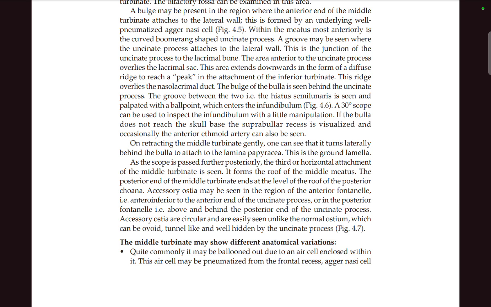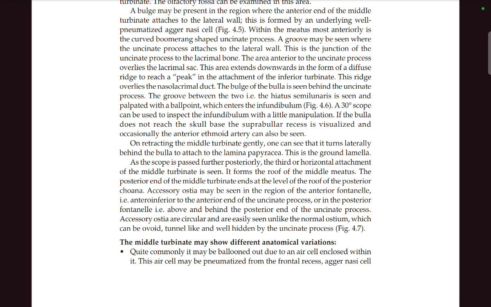On retracting the middle turbinate gently, one can see that it turns laterally behind the bulla to attach to the lamina papyracea. This is the ground lamella. As the scope is passed further posteriorly, the third or the horizontal attachment of the middle turbinate is seen. It forms the roof of the middle meatus. The posterior end of the middle turbinate ends at the level of the roof of the posterior choana.